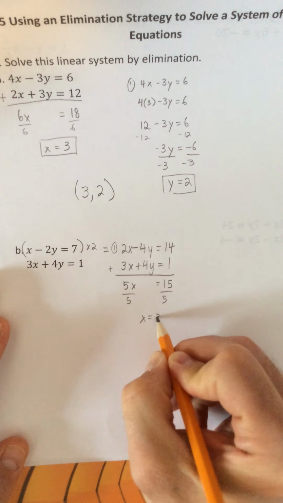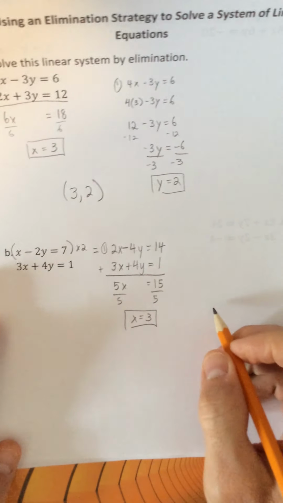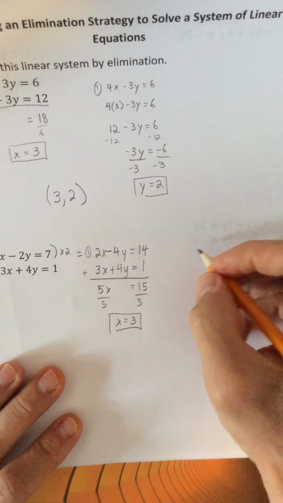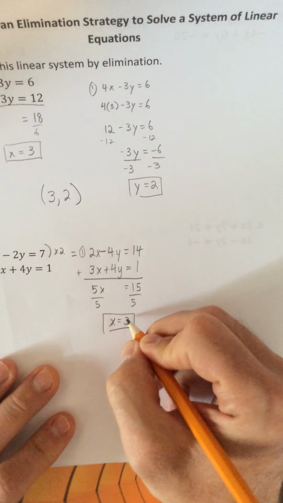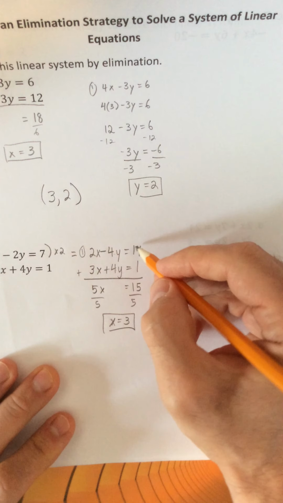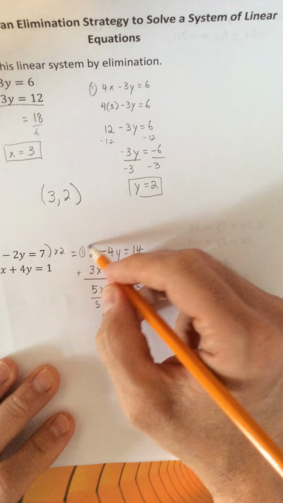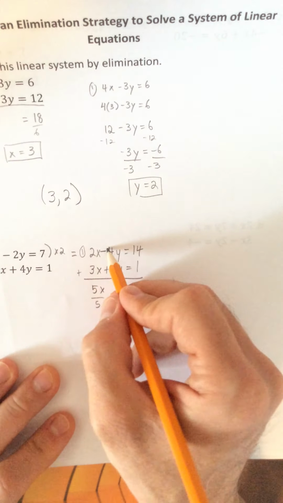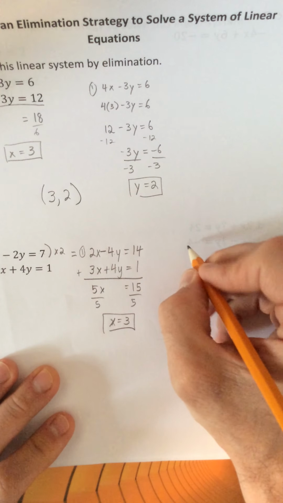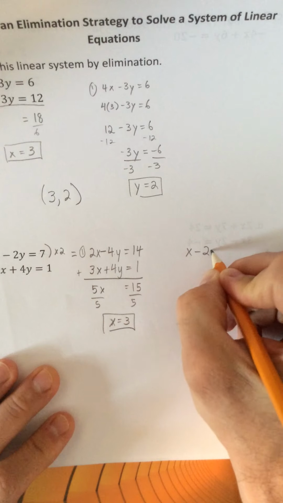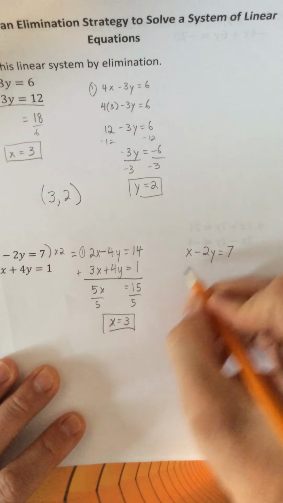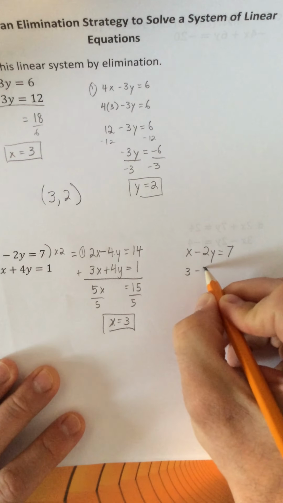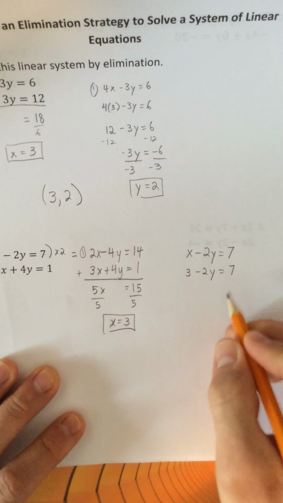So x is equal to 3. Again, in order to find my y value, I need to substitute this x back into one of these equations or even the manipulated equation. Any of these three would work. So I'm going to go back to the original x minus 2y is equal to 7, and I'm going to replace 3x with 3 and solve for y.